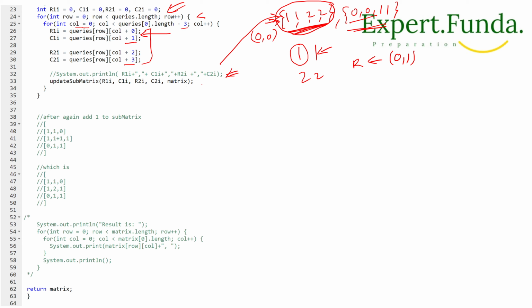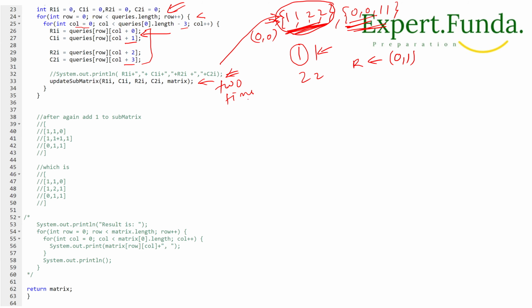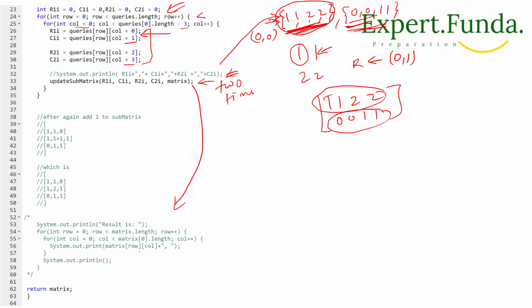So now I'll update our matrix each time. I will add plus 1 for this row, and then it will come again and update again. So this will be called two times, because we have two entries. You see, we have two entries here, because the queries have two rows: 1 1 2 2 and 0 0 1 1. First we'll update for this one, and next time it will update for this one. I have taken this in the variable update matrix, and I'll create it outside, another function.